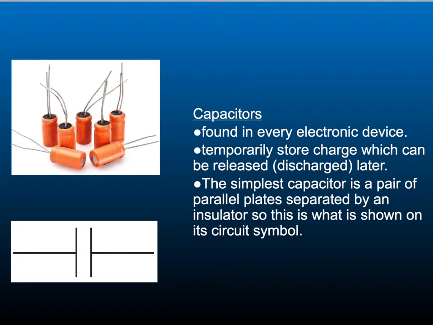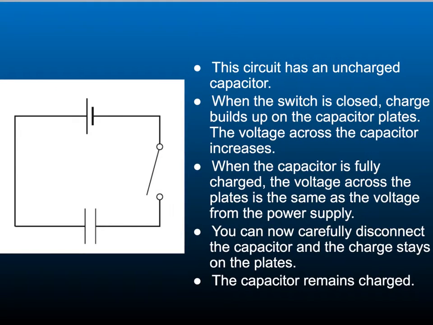We're now going to talk about capacitors. Capacitors are found in every electronic device. They temporarily store charge which can be released or discharged later. A simple capacitor is a pair of parallel plates separated by an insulator. This is what's shown on the circuit symbol: two parallel lines with a gap in between.